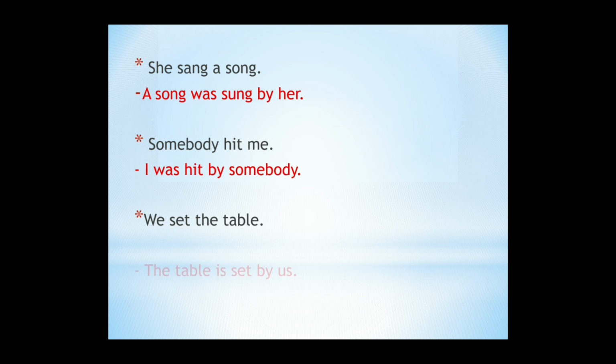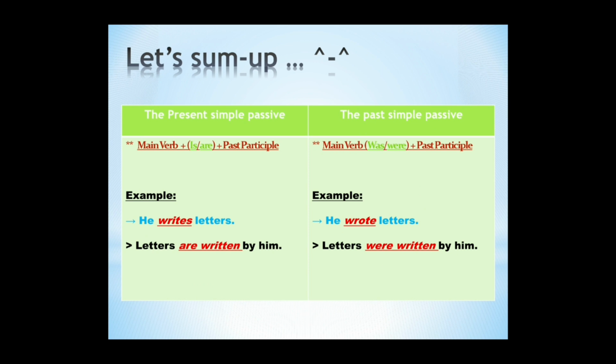So let's sum up. Now the present simple passive, you use the main verb followed by is or are, then you put the past participle. He writes letters. Letters are written by him. But the past simple passive, you use the main verb followed by was or were plus the past participle. He wrote letters. Letters were written by him. I hope it's clearer now and I hope it's easier now.